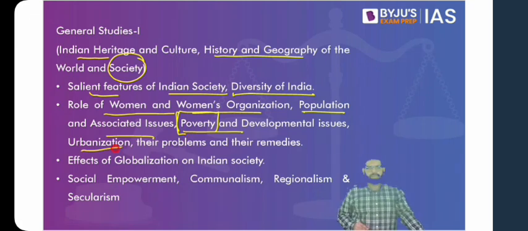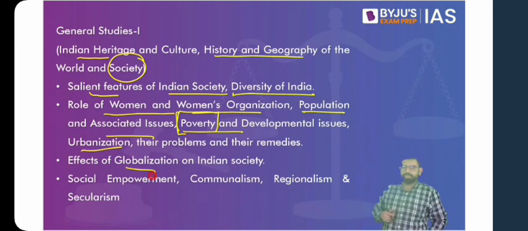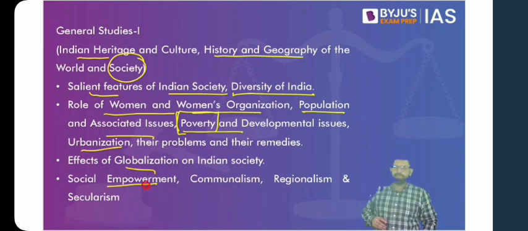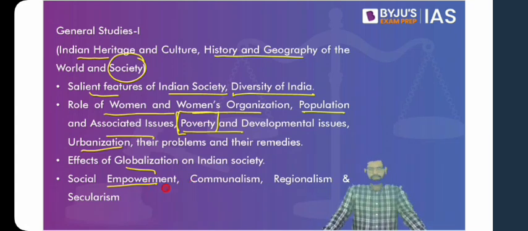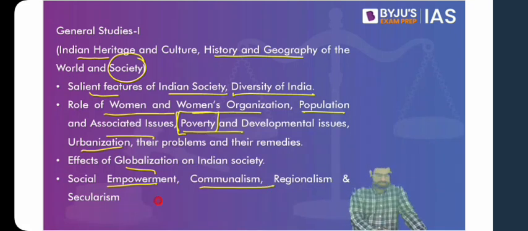Then urbanization and globalization, and what are their impacts on Indian society. Then we'll discuss social empowerment, the idea and the concept of social empowerment, and we'll try to apply this idea of social empowerment to our vulnerable sections, which is part of your paper 2 as well. Then communalism, regionalism, and secularism. So these are the topics that you find mentioned in paper 1.